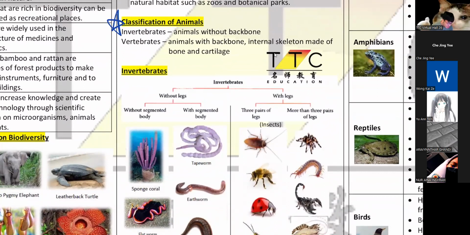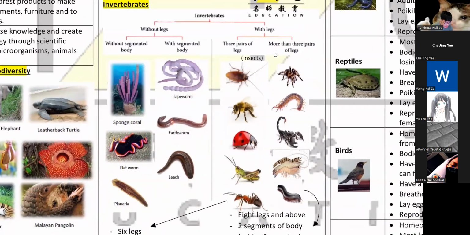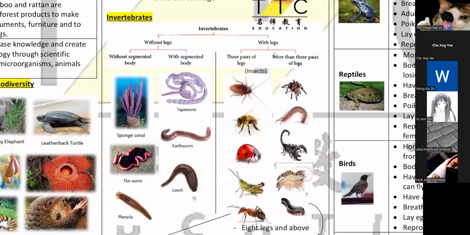Okay, so what is your invertebrate? That means things without a backbone. Okay, tanpa tulang belakang, and of course vertebrates are animals with a backbone. Okay, so let's talk about invertebrates first. Invertebrata, that means haiwan yang tanpa tulang belakang, and of course you have two classes here. You have without legs, tanpa kaki, and with legs, berkaki. And of course, each one also separated into two. You have without segmented body, tanpa badan bersegment. What is badan bersegment? And one is bersegment.